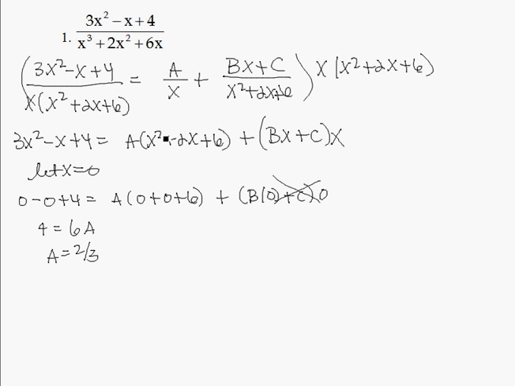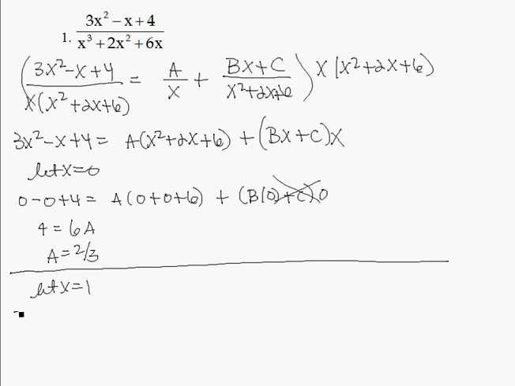Unfortunately, there's no nice value of x that I can plug in here and make this go away so I can find out what b and c are. So the next thing I have to do is just choose another arbitrary value and see if something nice happens. We did x equals 0, and we obviously can't do that again. So let's let x equal 1.